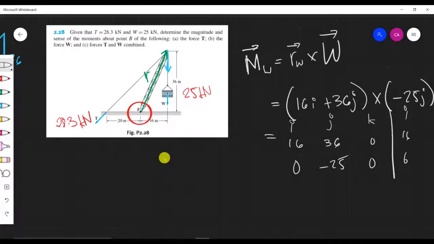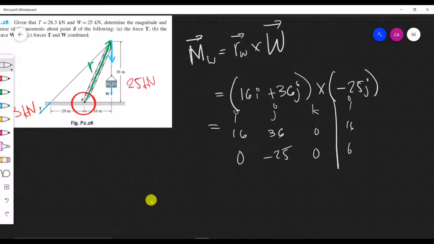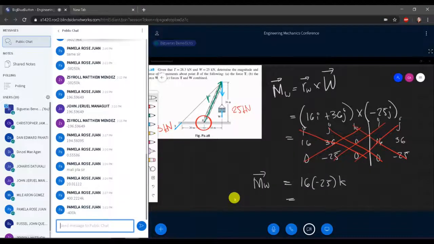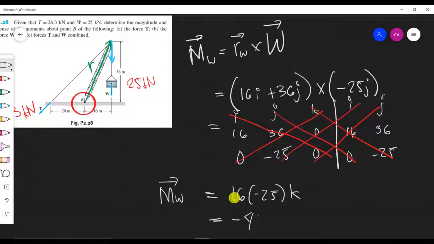I, 16, 0. J, 36, negative 25. 0, 0, value. So, 16 times negative 25 k. Then, 0, 0, 0. So, what would be the value of MW? Equals to negative 400 k. Yan siya. Yan yung MW.